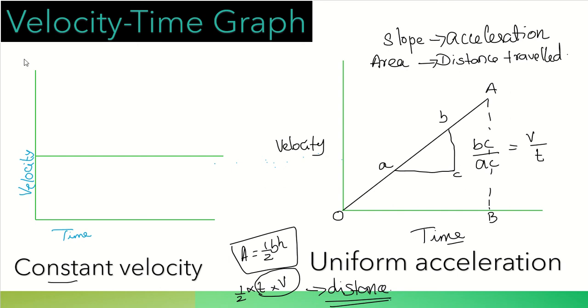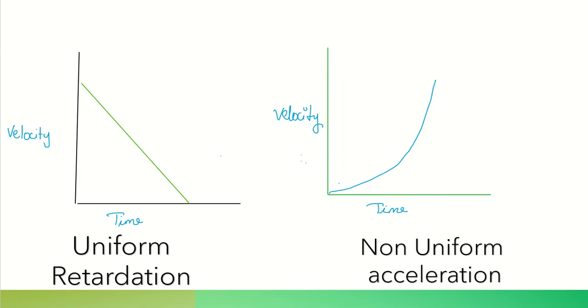And we can draw a retardation graph like this. Retardation is negative acceleration, right? So it will have a negative slope. Here, how do you take the slope of the graph? We take these 2 points, final minus initial, A, B, C. Here again it's BC by AC, but we will get a negative value because there is a decrease in velocity. And for non-uniform acceleration, the velocity time graph is going to be a curve.